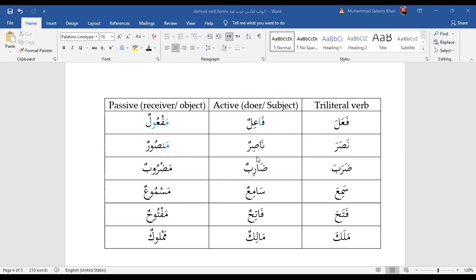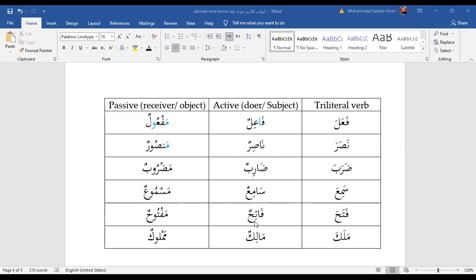Similarly, nasara, the doer is nasirun and the receiver is mansurun. Daraba, the doer is daribun and the receiver is madrubun. Sami'a, the one who listens is sami'un, and the one that is heard is masmu'un. For example, you say, Al-Ustad, sawtak ghayr masmu', meaning we cannot hear your voice. Ghayr masmu' is something that cannot be heard. Masmu' is something that can be heard. The word masmu' is used for audio in the Arabic language. When we have audios, that is called masmu'.